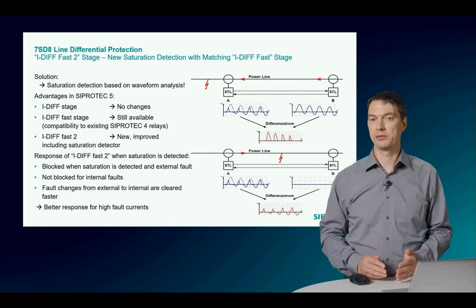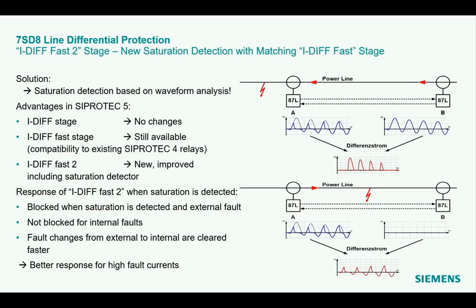The improved EDIF Fast 2 works together with the saturation detection. The advantage in CPROTEC 5 is that you still have the EDIF stage, there's no change. We also provide the EDIF Fast stage, which is still available for compatibility to the existing CPROTEC 4 devices. And new improved is the EDIF Fast 2 stage, which includes a saturation detector.